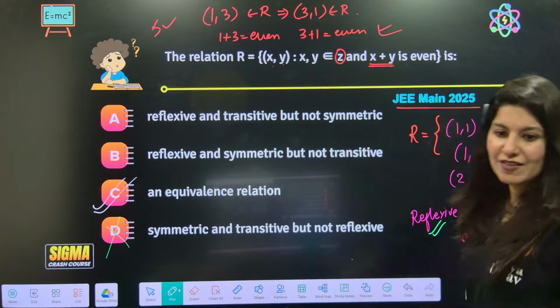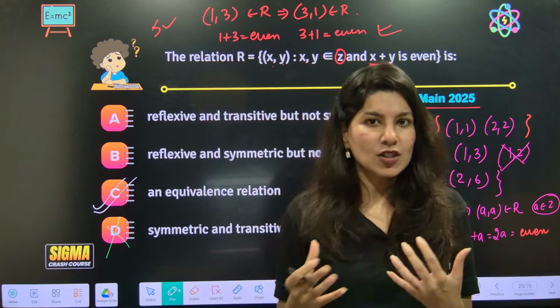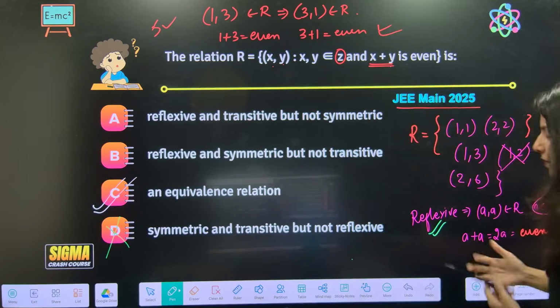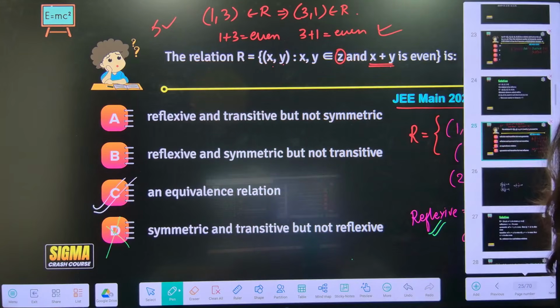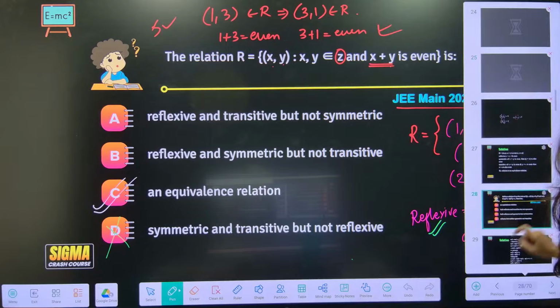JEE Main 2025 PYQ. Quite an intuitive question. Some people might just see it and tick it. Alright. Another question on your screen.